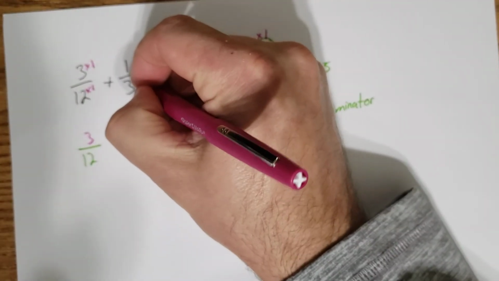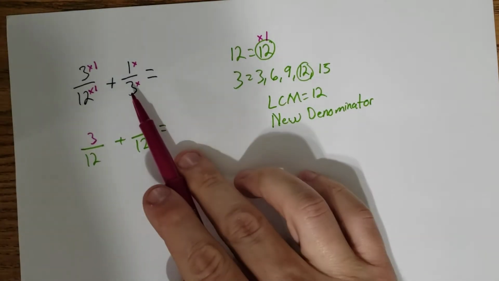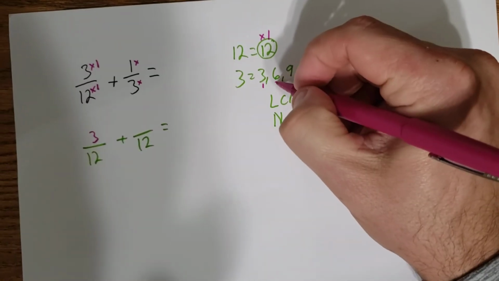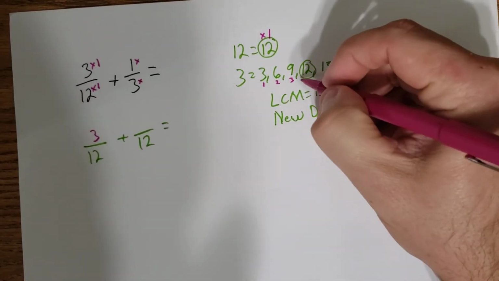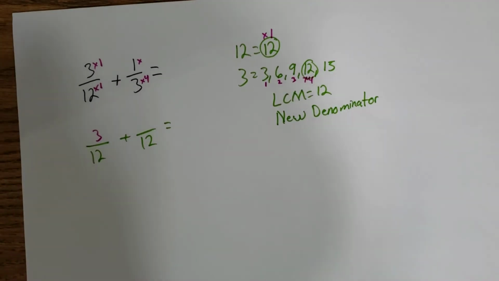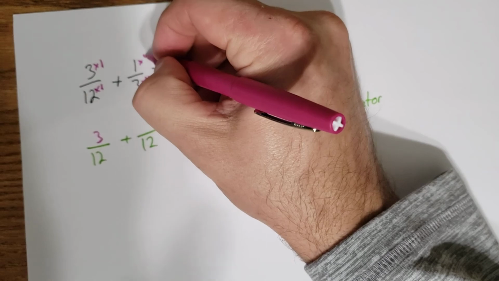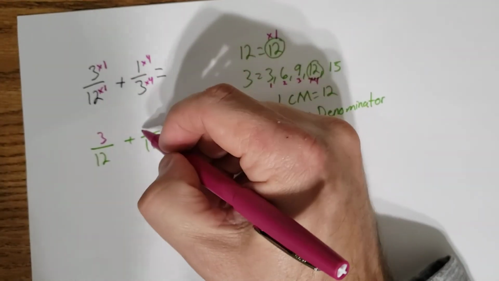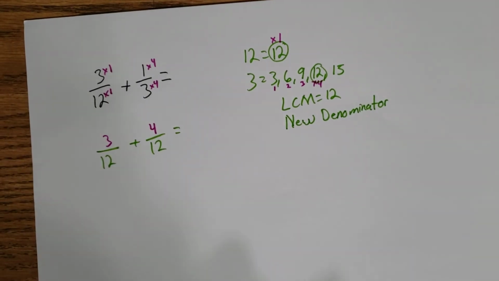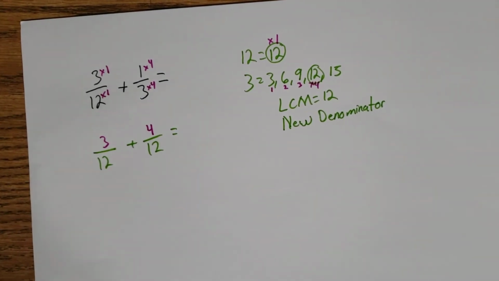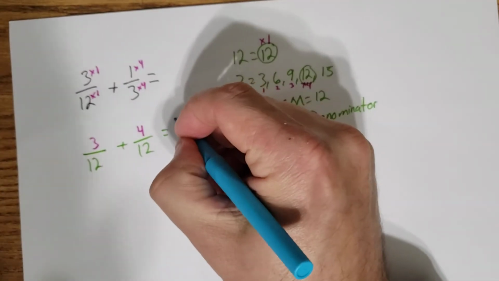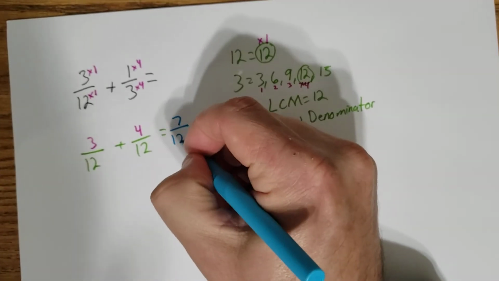But the second fraction is definitely changing. It was a 3. Now it has to get to 12. How'd that happen? Not times 1, not times 2, not times 3, but times 4. 3 times 4 gives us that 12 on the bottom. Whatever we do to the bottom, we do the same thing to the top. 1 times 4 is 4. Now that we have our common denominators, the bottom numbers are the same, now we can add them. We add the top, 3 plus 4 is 7, and our bottom stays the same.